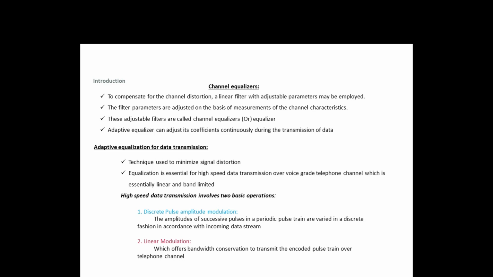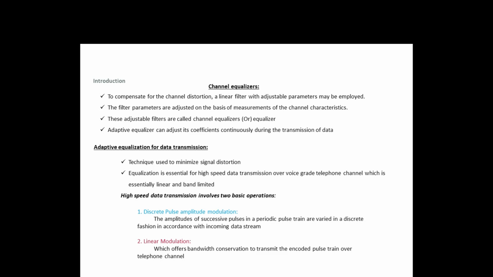Equalization is essential for high speed data transmission over the voice grade telephone channel, which is essentially linear and band limited. High-speed data transmission involves two basic operations. What are the operations? Discrete pulse amplitude modulation and linear modulation. The amplitudes of successive pulses in a periodic pulse train are varied in a discrete fashion in accordance with the incoming data stream.